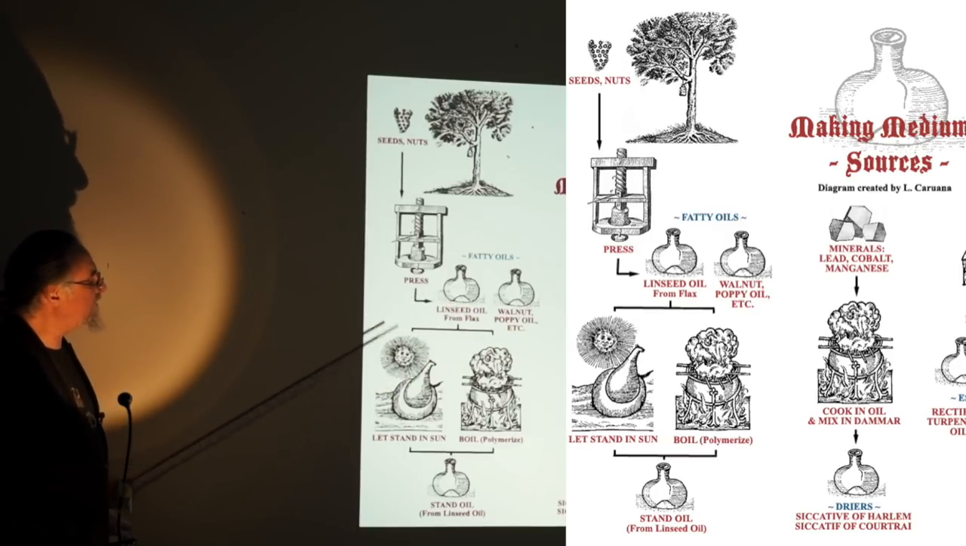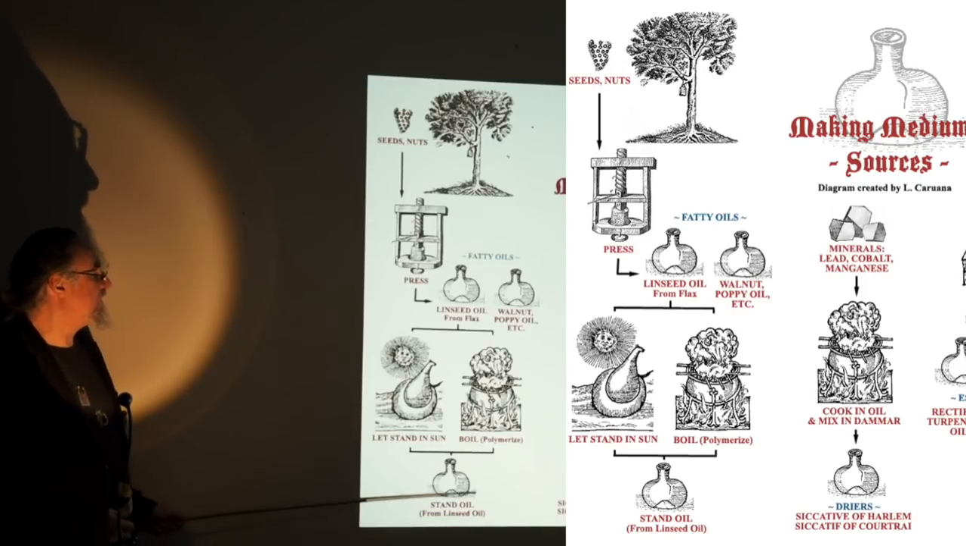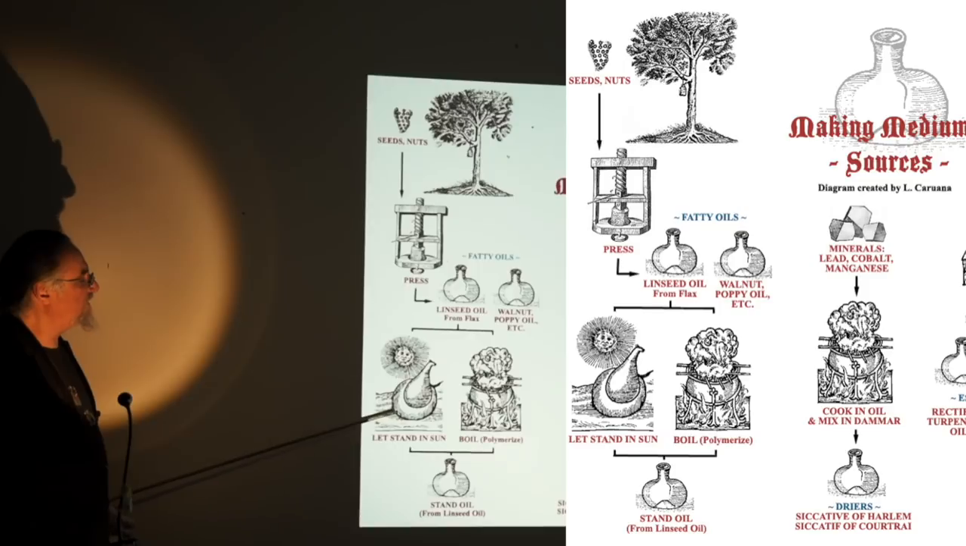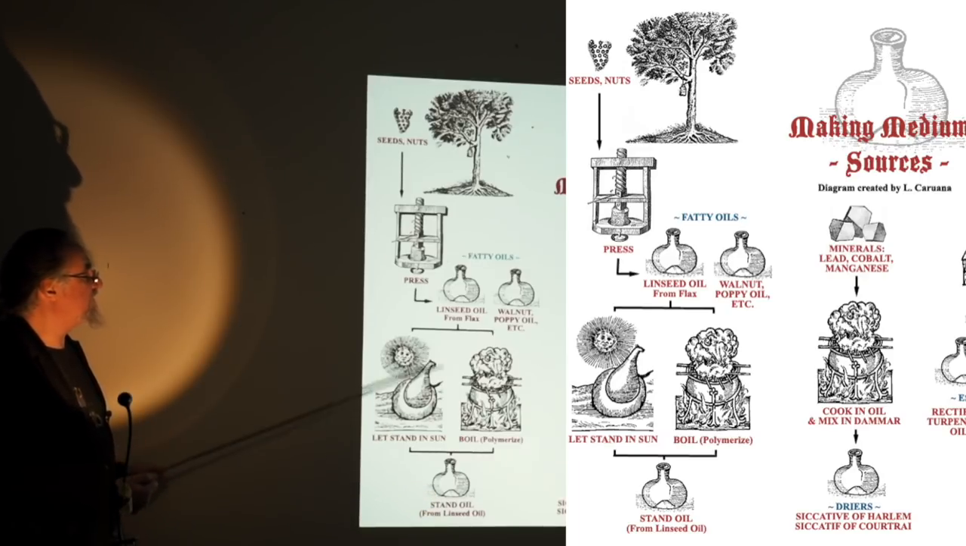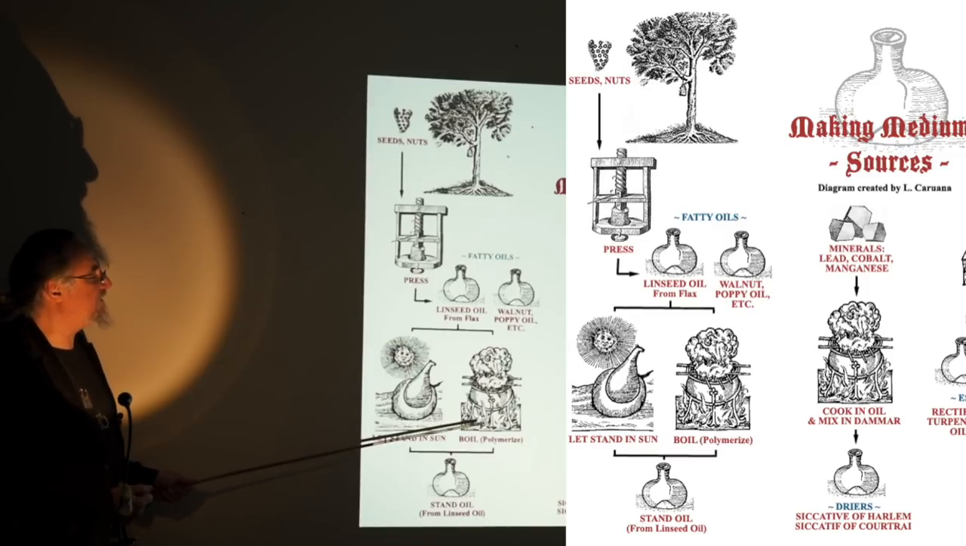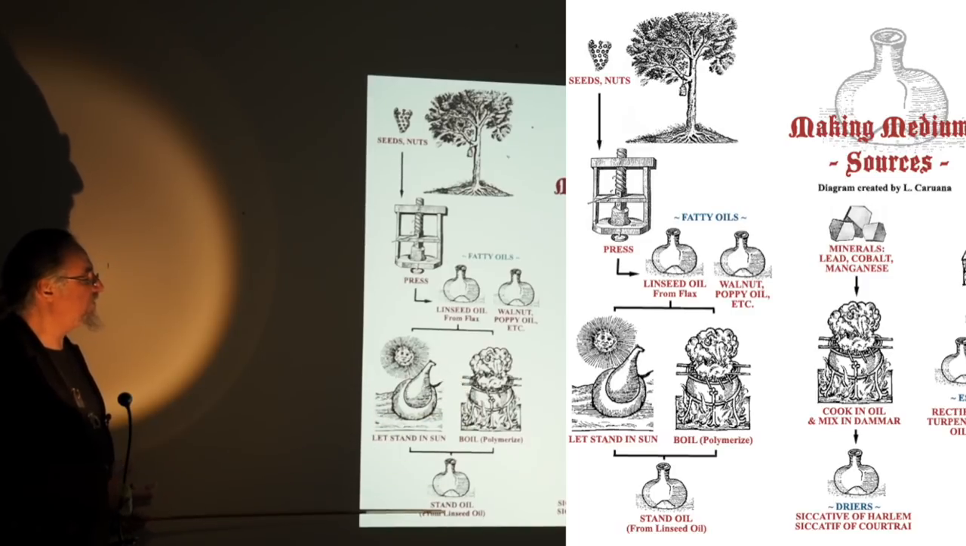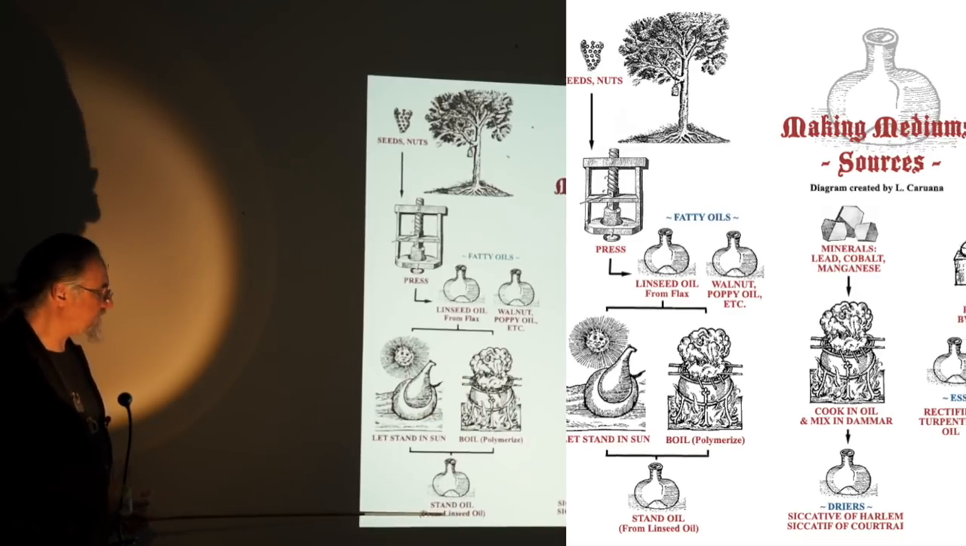In the case of what is called stand oil, there were two different ways to create stand oil. Traditionally, you took your linseed oil and you let it stand in the sun, and gradually it would thicken. And this thickened stand oil would dry much faster and have a heavier thickness compared to the linseed oil. Nowadays, it is boiled, and by boiling it, you can polymerize the oil to make it thicker, and so you create stand oil in this fashion.